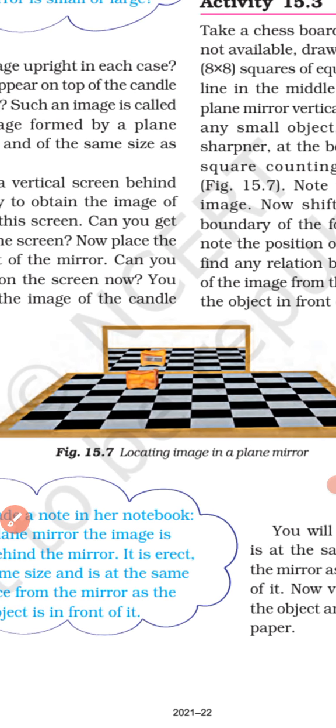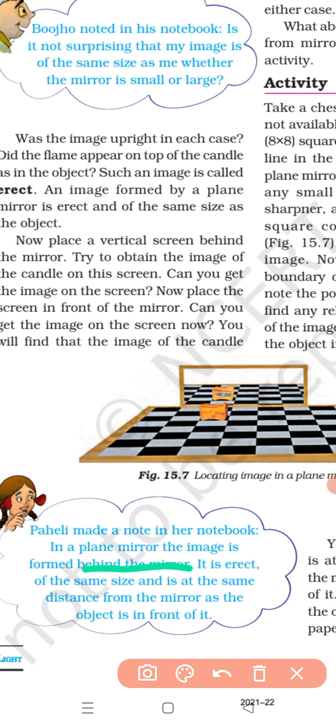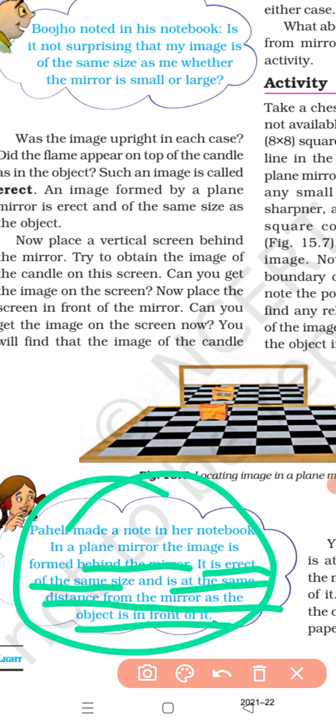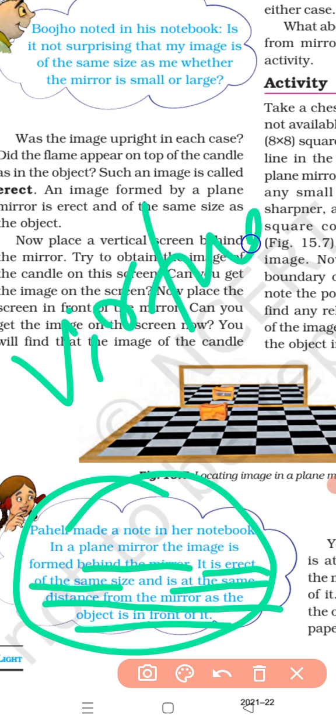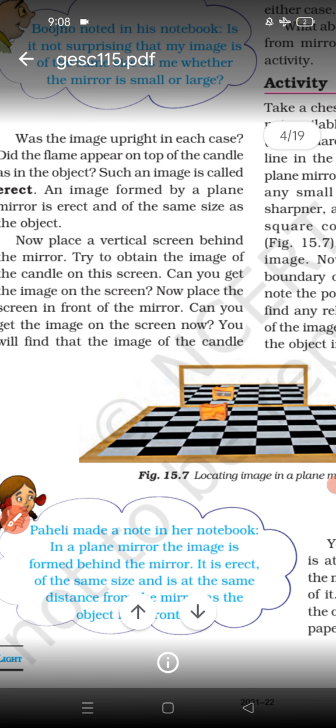So these are some of the important characteristics. Paheli has noted, in a plane mirror the image is formed behind the mirror. Yes, it is erect, it is of the same size, and is at the same distance from the mirror as the object is in front of it. So these are the characteristics of images formed by a plane mirror. Also the image is what? Virtual. Image is virtual. Okay, clear?